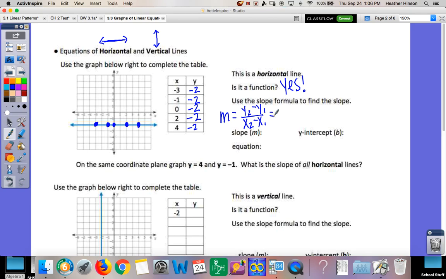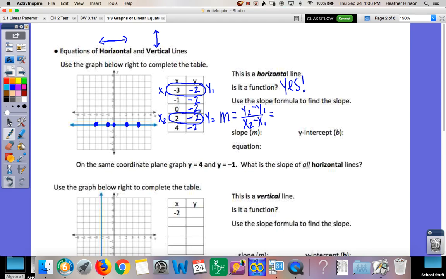We can pick any point we want. I'm going to pick -3, -2, and 2, -2. So on your x column, the first one is x1, the second one is x2. On the y column, the first one is y1, the second one is y2. And then we just plug it in.